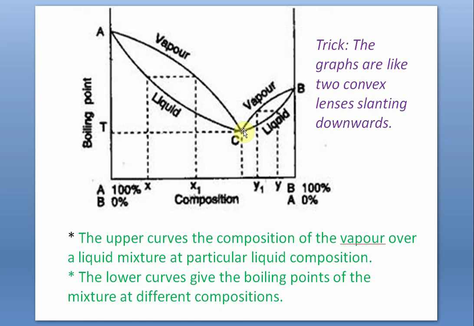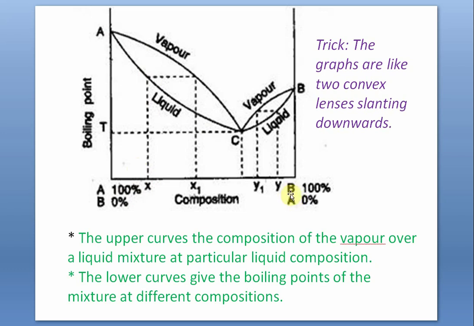To the left of it, it will be richer and richer in the more volatile component. To the right of this, it will be richer and richer in the less volatile component. That's the beauty of the azeotrope. Now, supposing I give you a mixture, let me tell you a concrete example where B is ethanol.